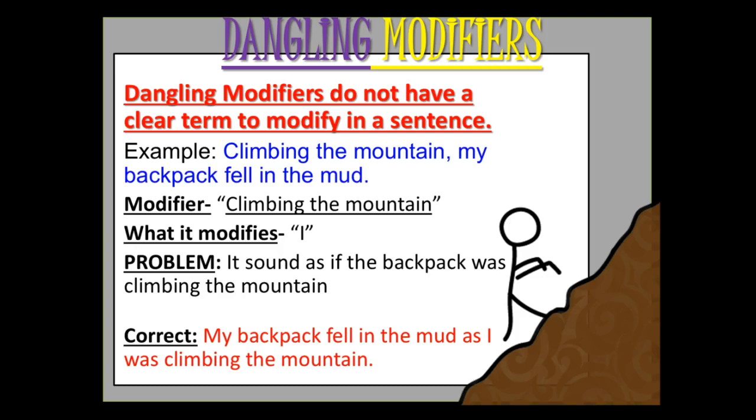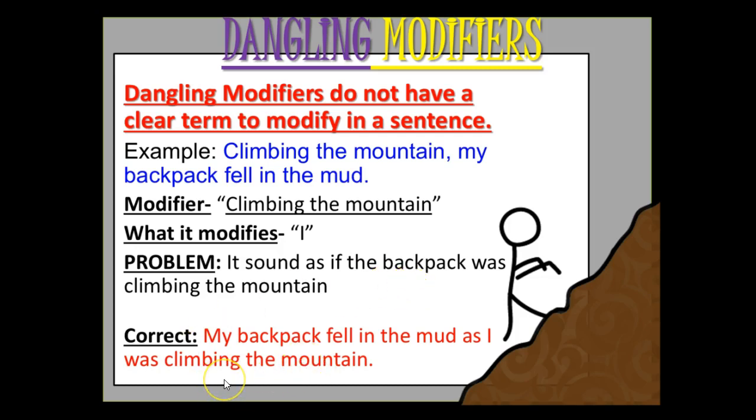And they give you some examples. Climbing the mountain, my backpack fell to the ground. So your modifier would be climbing the mountain, and it should modify the noun I. The problem is that it sounds like the backpack was the thing climbing the mountain instead of it being the person that climbed the mountain. That is why it is a dangling modifier, because it does not logically modify the word in the sentence that it's related to. It should be modifying I instead of the incorrect noun.